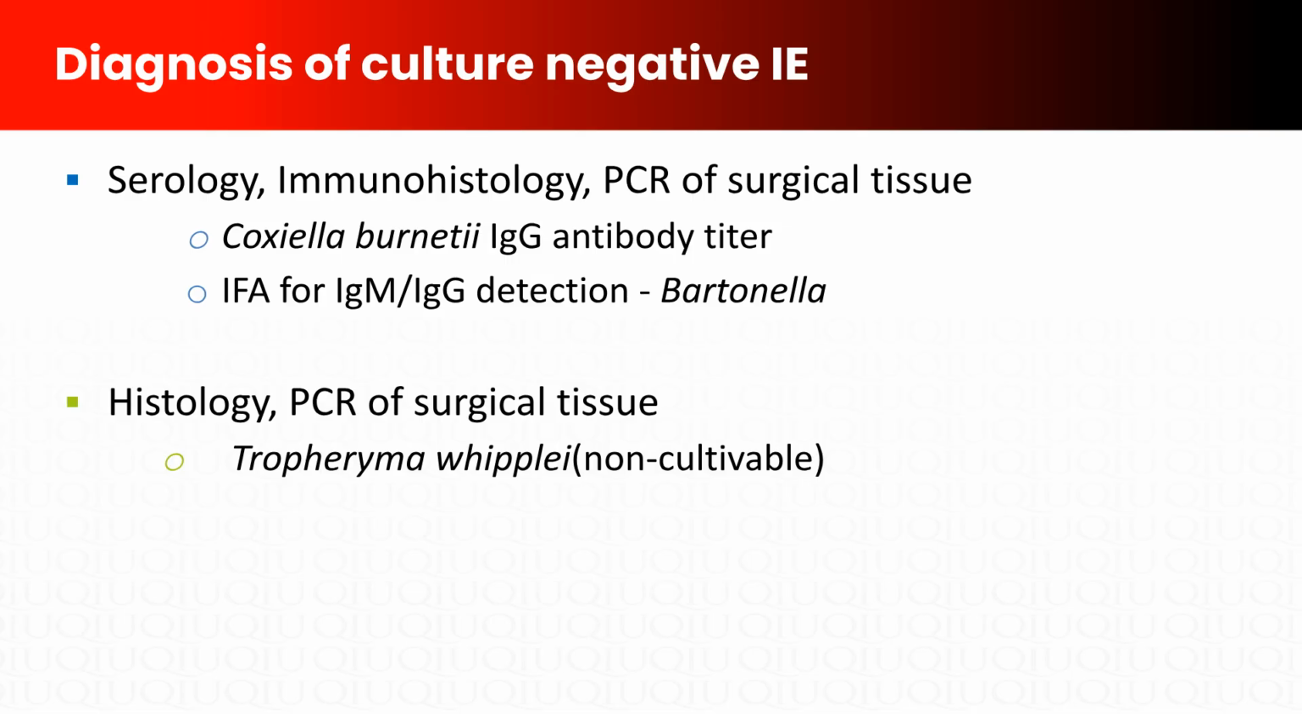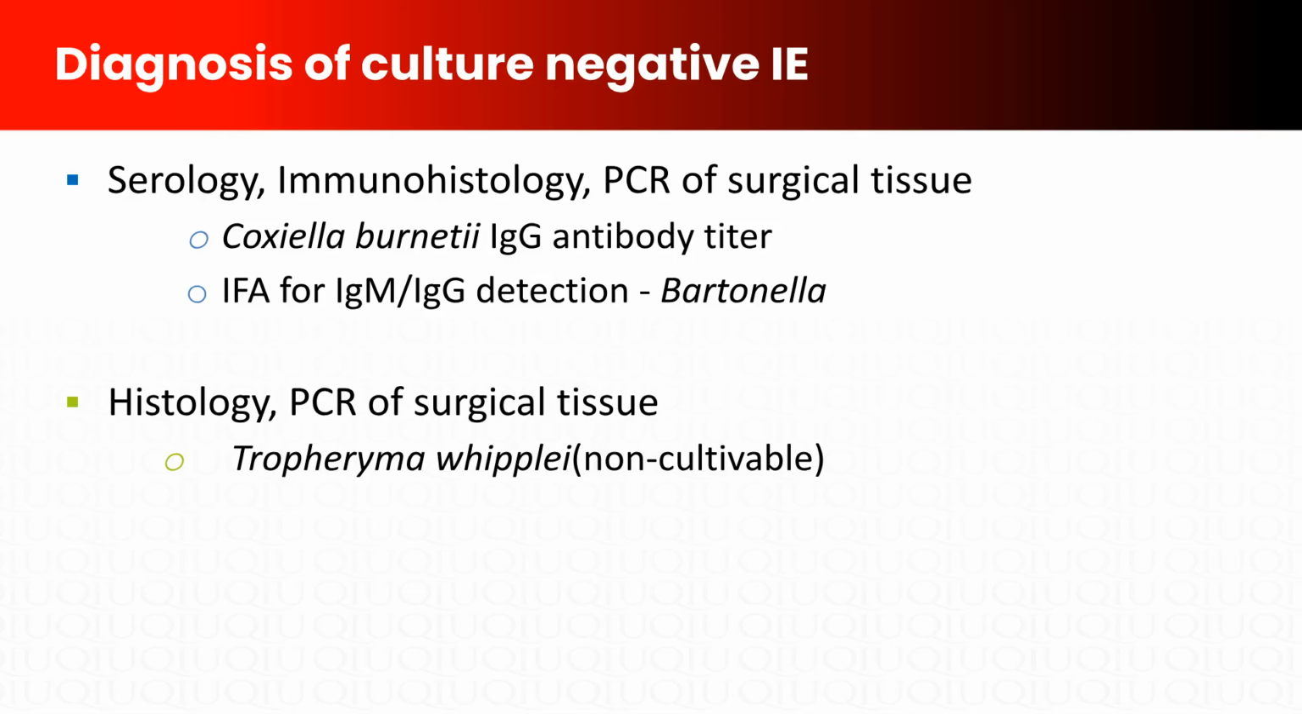When blood cultures are negative but IE is suspected, we use alternative diagnostic methods. Serology detects antibodies to specific organisms. For Coxiella burnetii, which causes Q fever endocarditis, we measure IgG antibody titers using immunofluorescence assays. For Bartonella species, we use immunofluorescence assays to detect IgM and IgG antibodies. Immunohistology involves examining surgical tissue from valve replacement or autopsy, using special stains and antibodies to identify organisms directly in tissue. PCR of surgical tissue amplifies bacterial DNA, allowing identification even when organisms won't grow in culture.